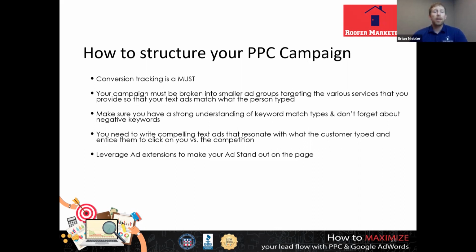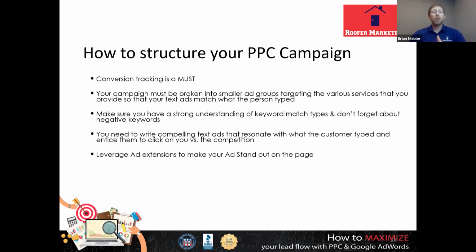Also, your campaign needs to be broken into smaller ad groups. We don't want one large advertising campaign targeting all sorts of different keywords. We want to break them down by the various services that you might provide, whether it's roof repair, roof replacement, metal roofing, tile roofing, etc. Making sure that you have a strong understanding of what keyword match types are. And also not to forget about, Jim mentioned this before, negative keywords. We'll go into that a little bit more.